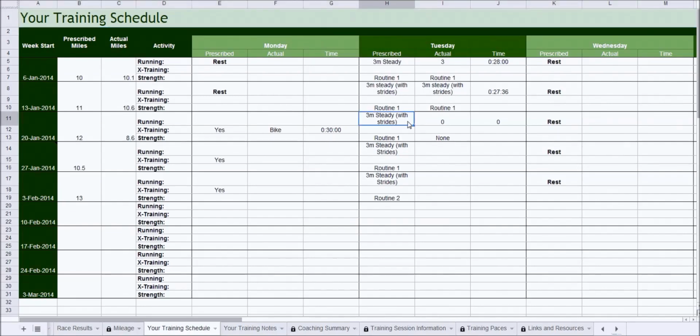So let's go back to the 3-mile steady run with strides that we asked John to complete on the 21st of January. Obviously the coach can come in here and have a look at this particular activity and see that it wasn't completed. But how does John tell us why that activity wasn't completed? Well, the simple answer is that this is all done through the training notes tab that we see down the bottom here.